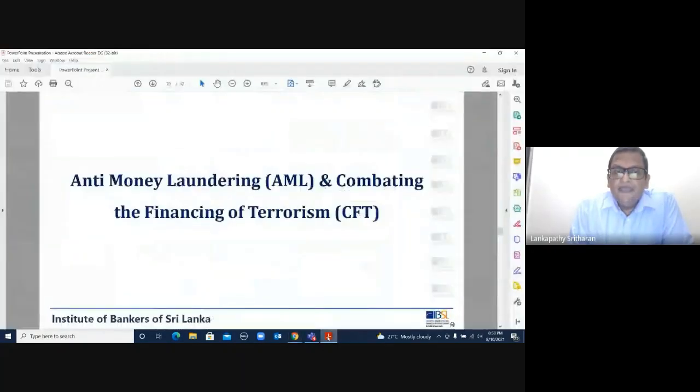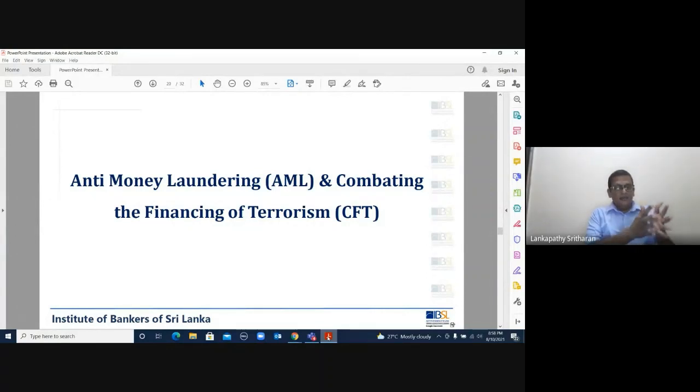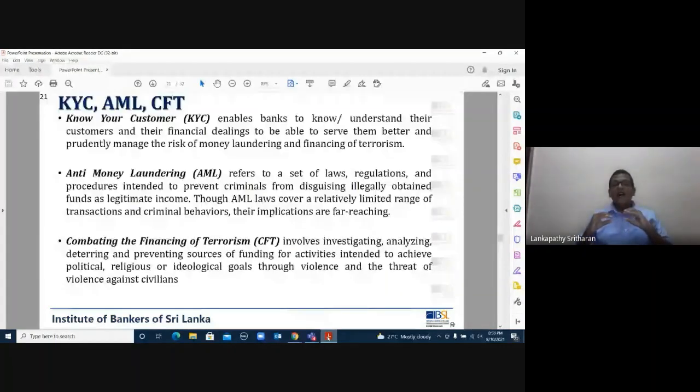Okay, then now we have discussed the basic concept of the compliance function, and then we have discussed the central bank direction on the compliance function and the compliance TOR. Now I am moving to a new area called anti-money laundering and combating the financing of terrorism, where three concepts are most important.